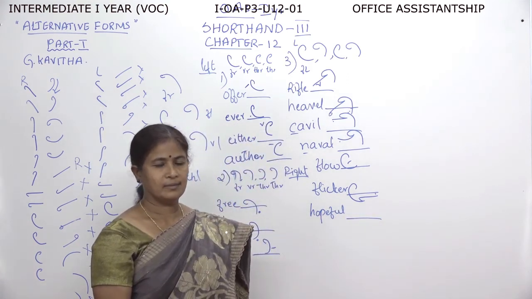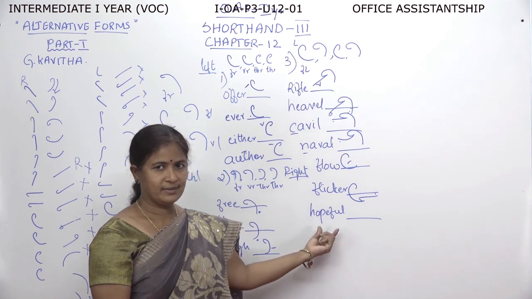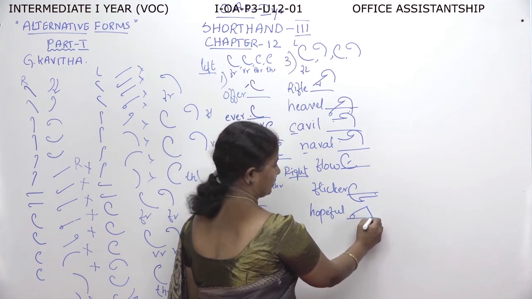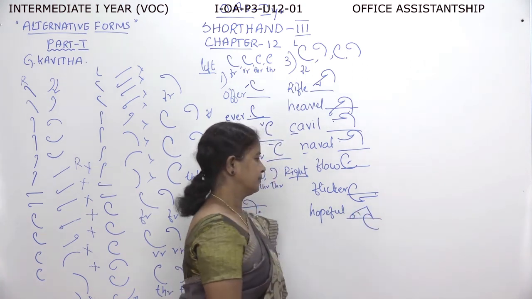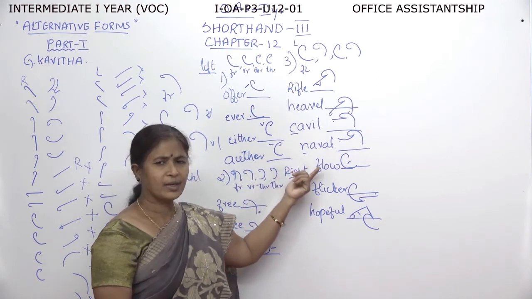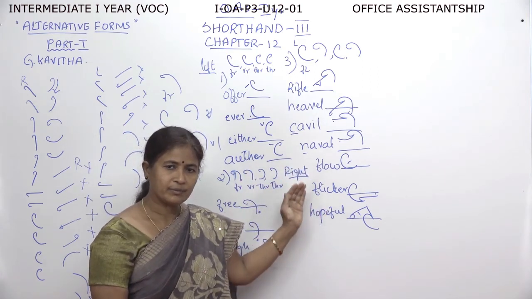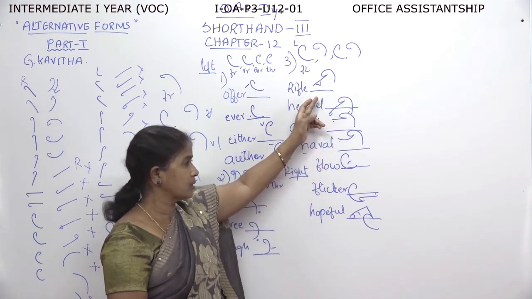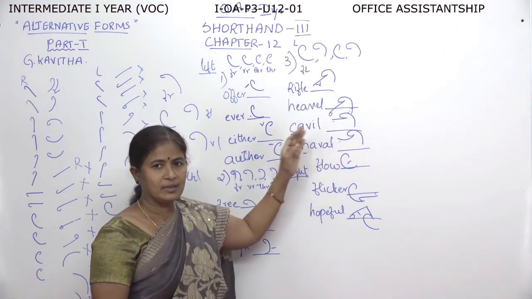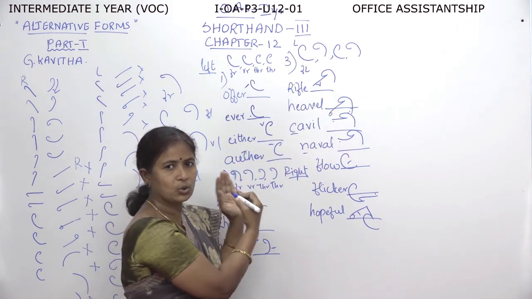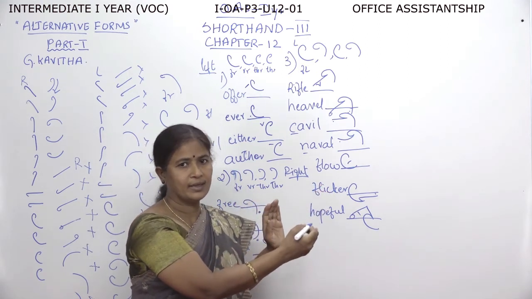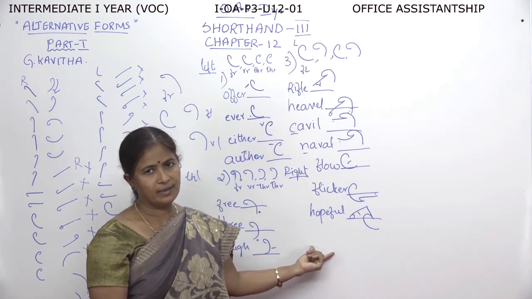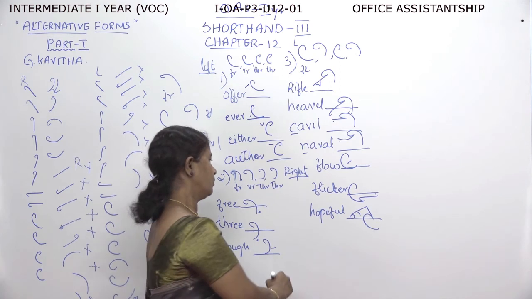Hopeful. Upward H, right? Upward H, P and full. This is hope and full. Hopeful. Okay. So in all other cases, we use left forms of full. Only after straight up strokes and horizontal strokes, we use right forms of full and will, because straight up strokes and horizontal strokes go towards the right side. So right forms of full and will are more convenient and easy to write. In all other cases, we use left forms of full and will.